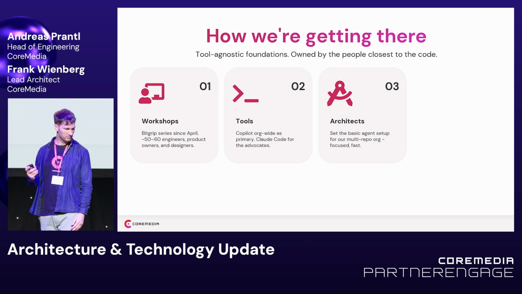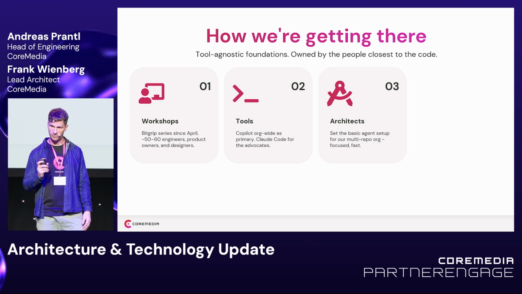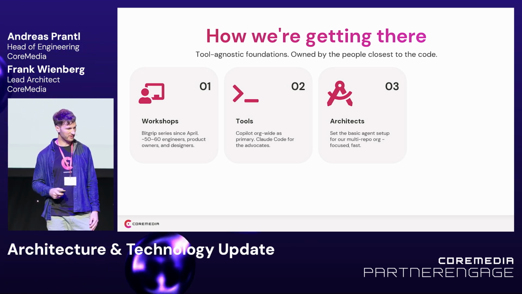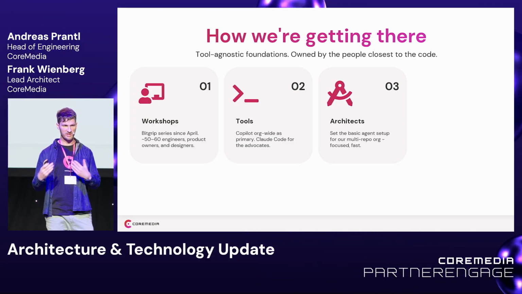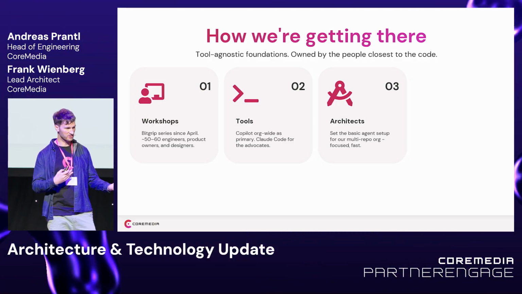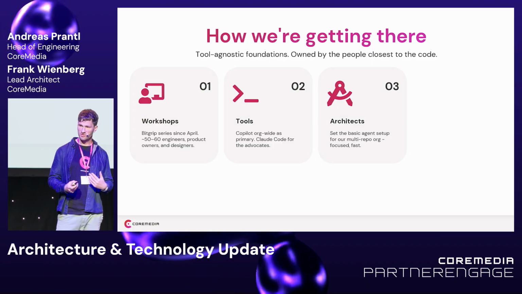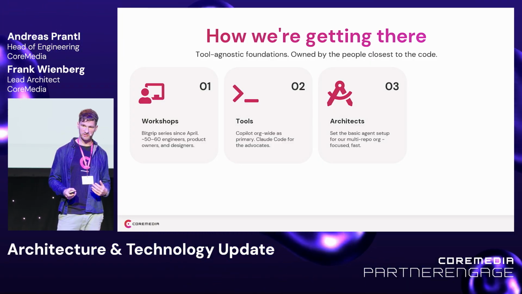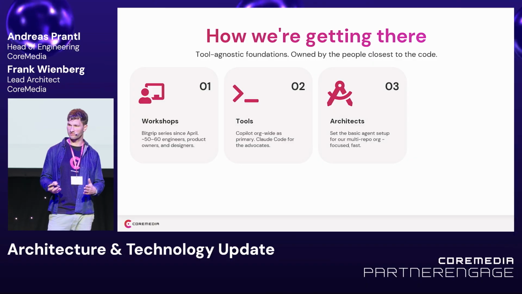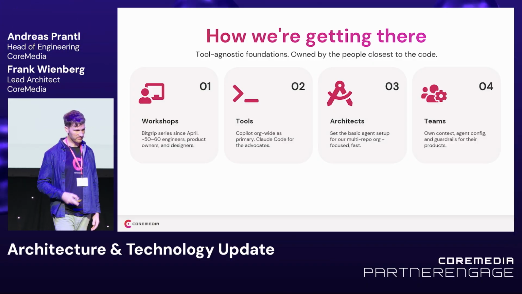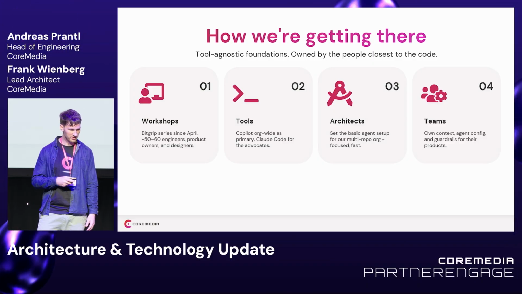Third one, now that we know which conventions we have to use, architects can start working on how to set up all this context. Do we use architecture decision records? Where do they live? And so on. So architects are currently working on setting up these best practices for all the teams. And this is where the fourth step comes in, and the interesting one.